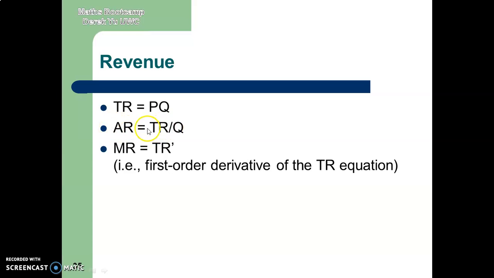Just some basic concepts you already learned from first year economics: average revenue equals total revenue divided by quantity. Marginal revenue is the change of total revenue as a result of increasing output by 1 unit. So marginal revenue is actually the first order derivative of total revenue.